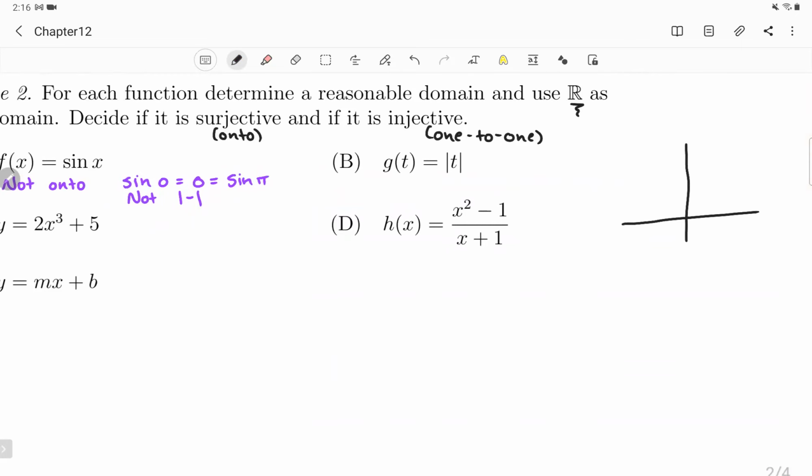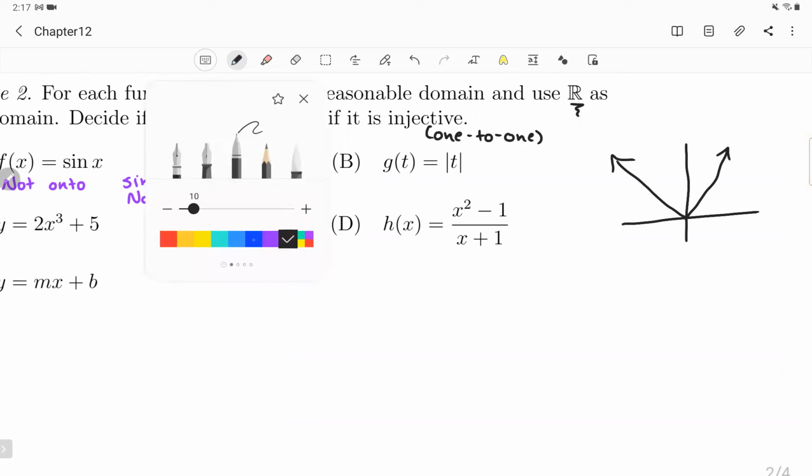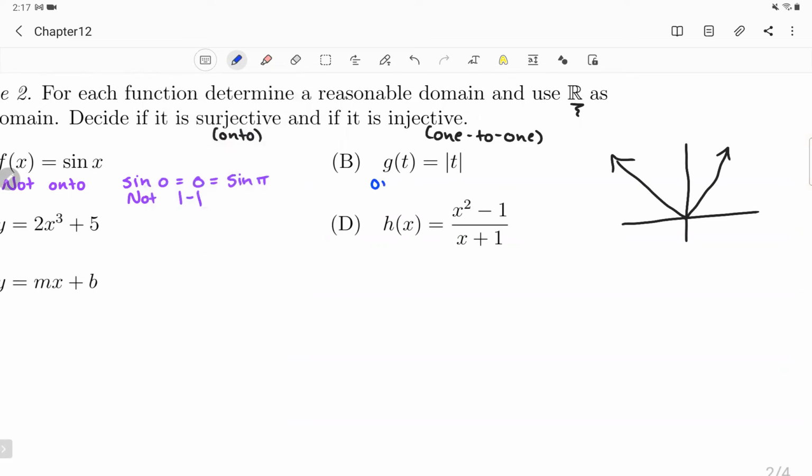What's the graph of absolute value look like? A V opening upwards, right? If I could draw straight lines. Okay. Is this, let's start with onto the real numbers. No. What does it miss? All the negatives. It misses a heck of a lot.